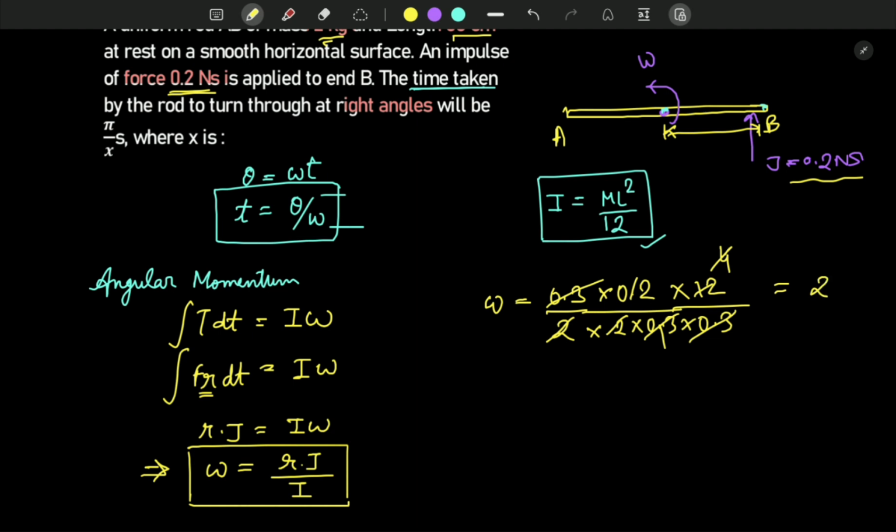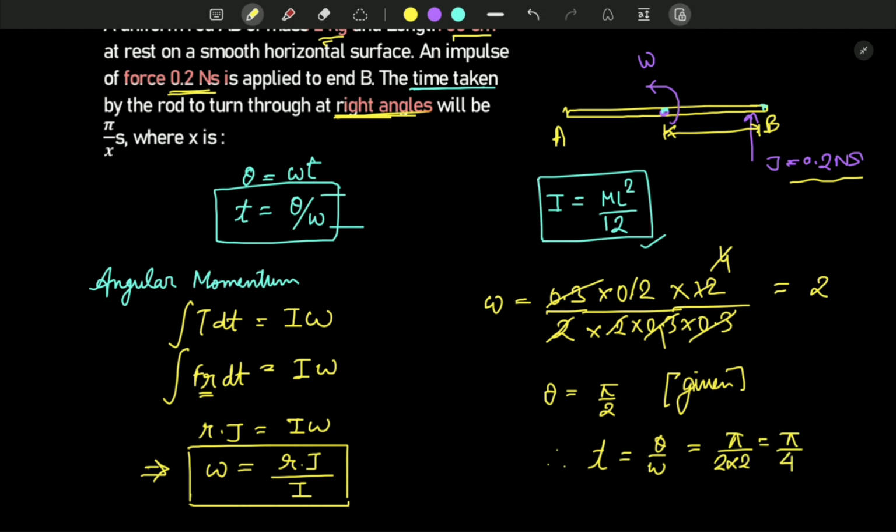Now theta is given in the question, pi by 2. The time taken by the rod to turn through a right angle, so pi by 2. So I will ultimately get time t equals theta by omega, pi by 2 into 2 for omega, this is pi by 4. So I have to find the answer in pi by x format, where x will be 4. So the correct answer to our question is 4.